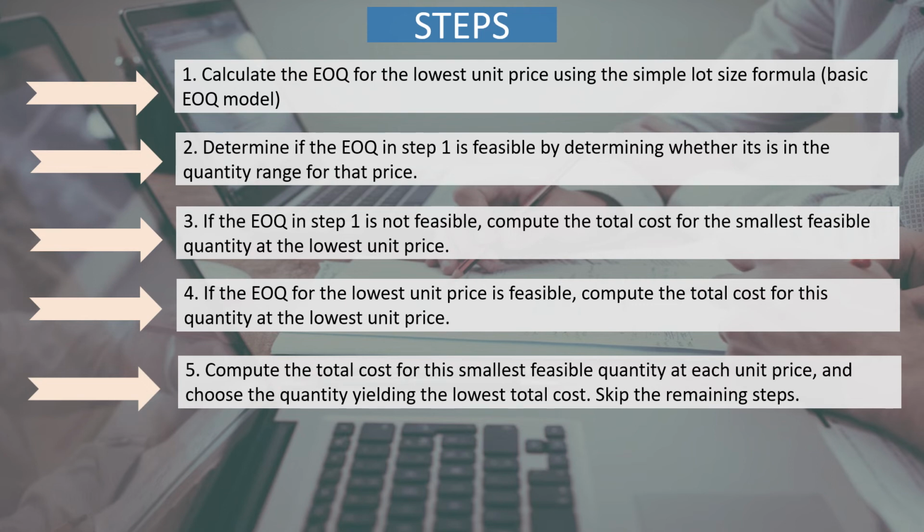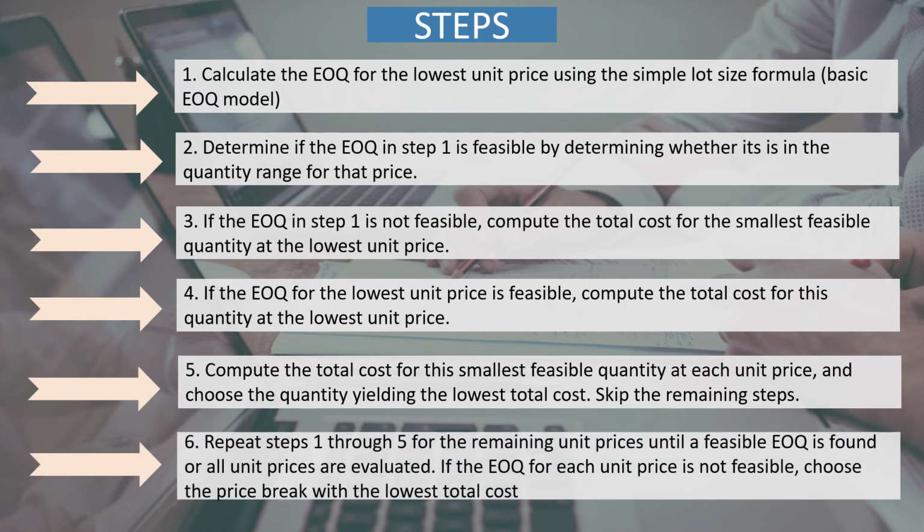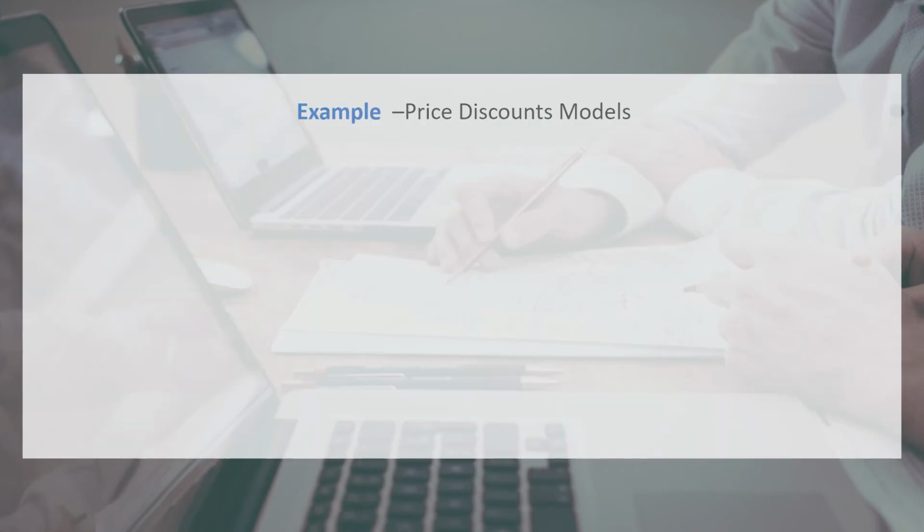You can then skip the remaining steps. You can repeat steps 1 through 5 for the remaining unit prices until a feasible economic order quantity is found. Let us have one question on it.